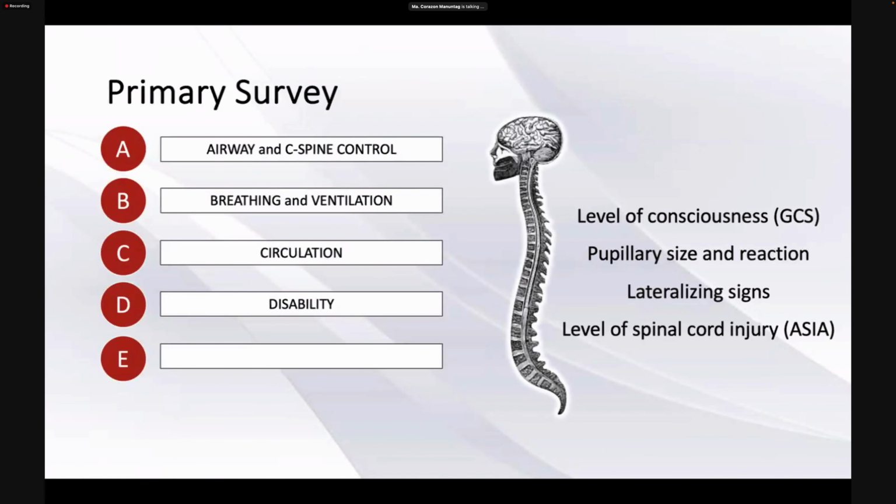So, tutuloy lang tayo sa letter D only if you can, only if stable na yung patients mo. Paulit-ulit kong sinasabi kasi importante yun. So, we only proceed to identifying disability kung okay na or relatively stable na yung patient mo. Disability is defined by the level of consciousness based on your GCS, your pupillary size and reaction, and presence of your lateralizing sign. Kung meron, we use your ASIA classification to identify the level of the spinal cord injury.